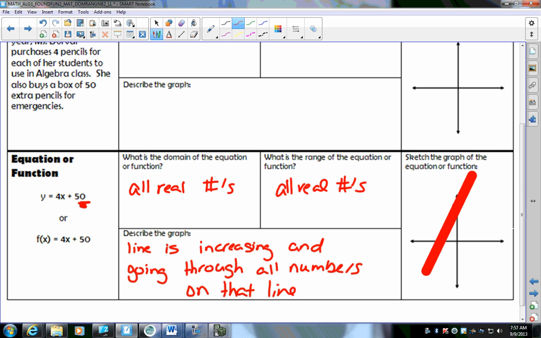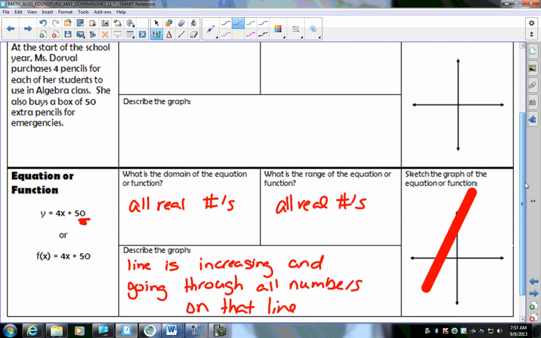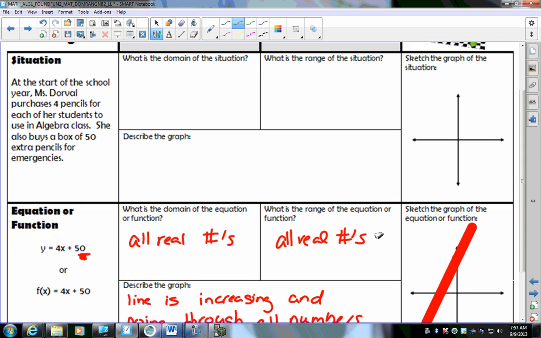Then if I look up here, when we talk about the actual situation, this right here, this function, is continuous in this case because it's every number, every decimal. If I talk about up here, we're buying pencils. She's buying pencils.